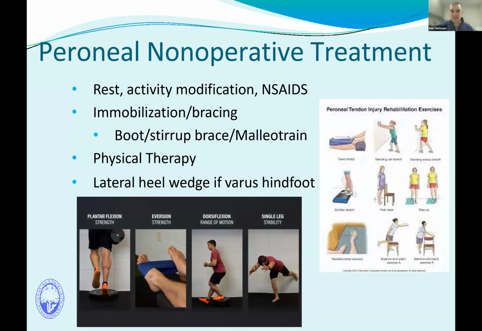And then again, in those patients that have a more varus hindfoot, or a more high arch or cavovarus foot position, that can certainly lead to peroneal tendon problems, because it puts more stress on the lateral aspect of the ankle. So if there's a foot problem and an ankle problem, you really have to deal with both. They're not necessarily mutually exclusive from one another.